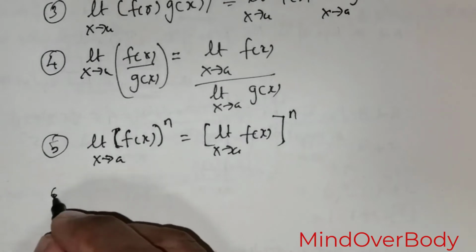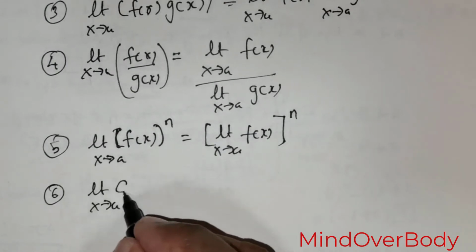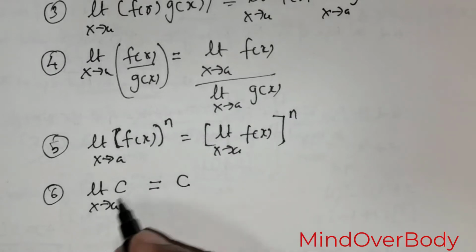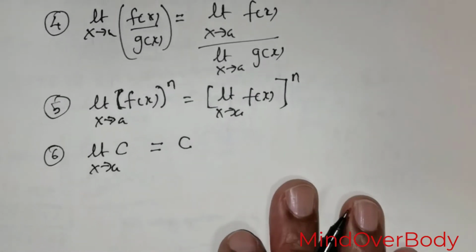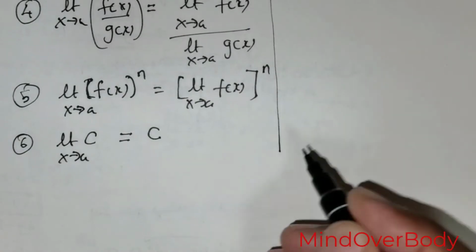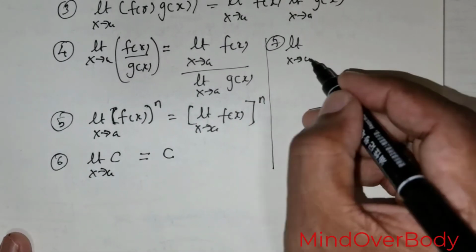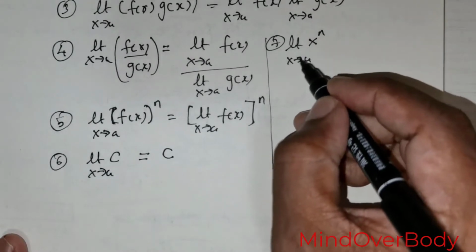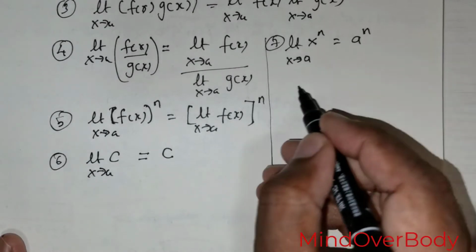Next, law number 6: if you are asked to apply a limit to a constant, then you will get back the same constant. So have that in mind. Law number 7: suppose you are asked to apply limits to the function x to the power of n. Then you just place the limit and write the solution as a to the power of n.